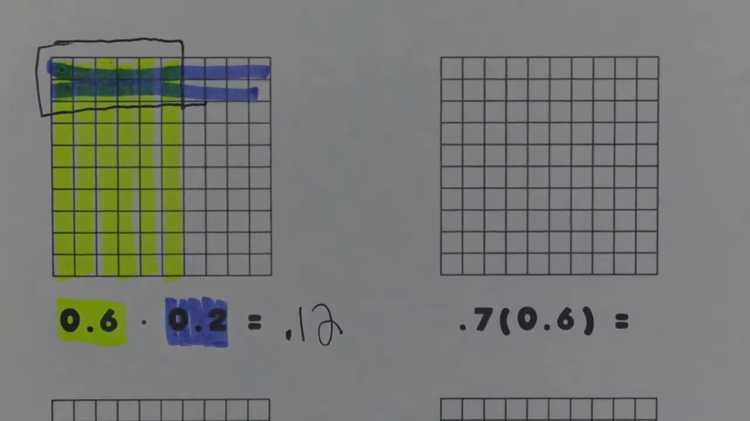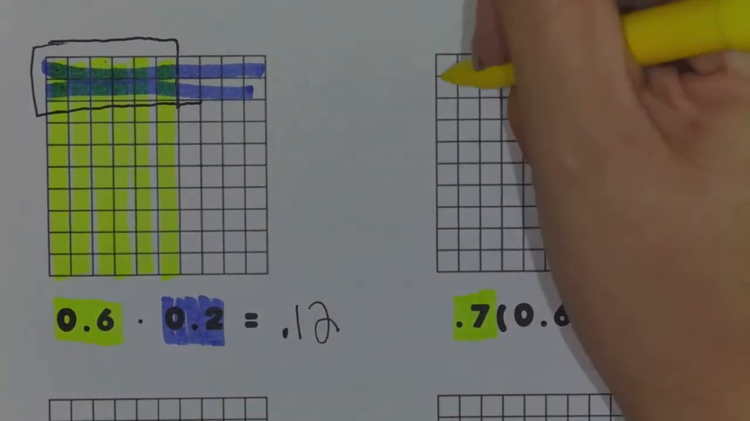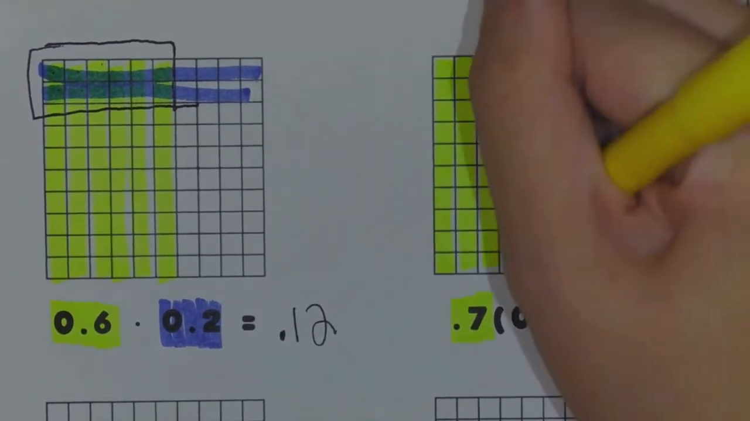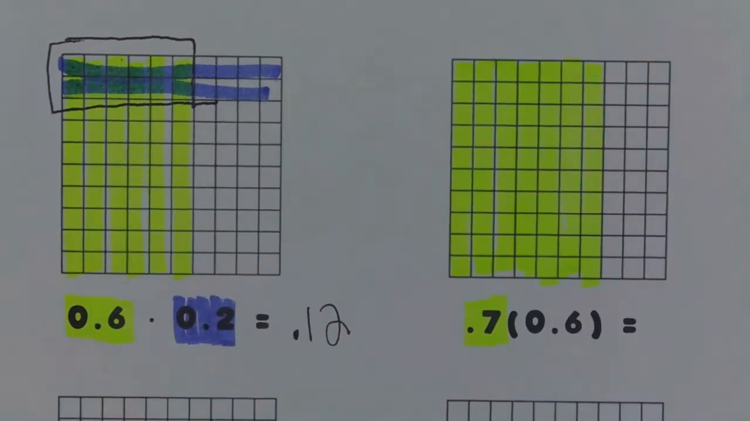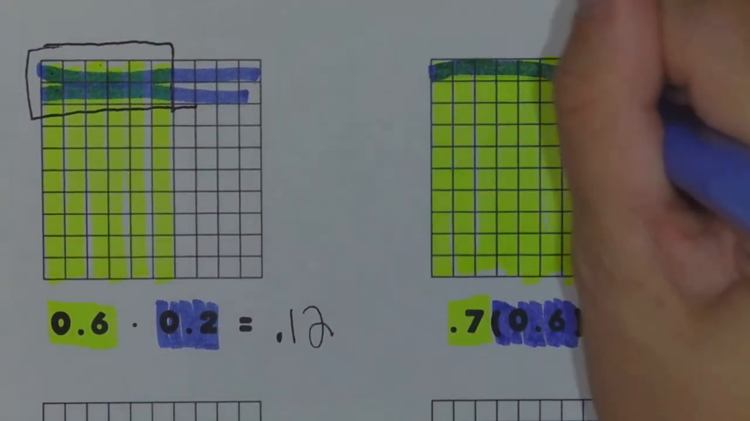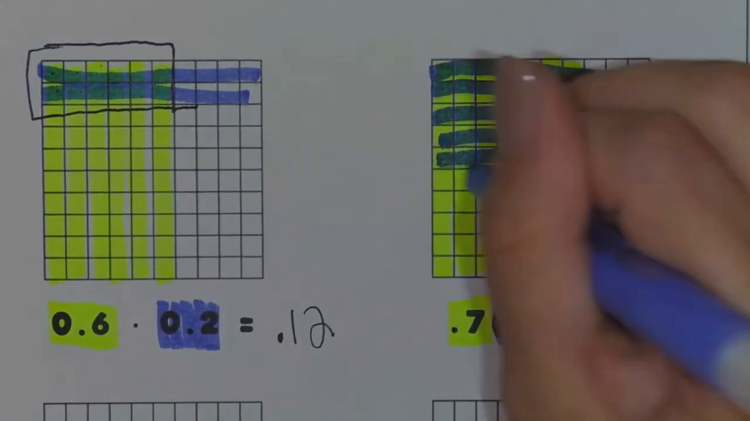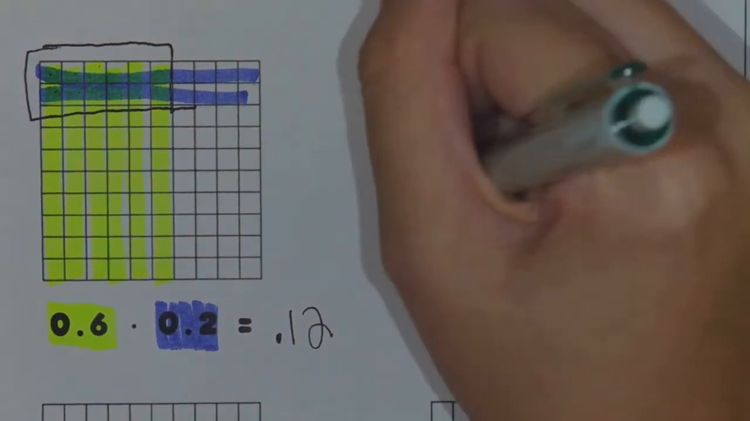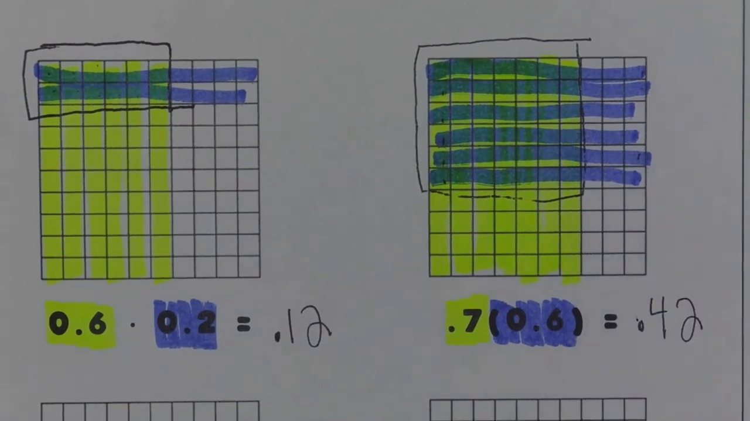And the last one we'll do together is going to be 7/10 times 6/10. So I have 1, 2, 3, 4, 5, 6, 7. Just make it a little bit neater. And 6/10 I'll do horizontally with my blue. So that'd be 1, 2, 3, 4, 5, 6. All right, we got a bigger area here to look at where things are overlapping. Get 42 hundredths.